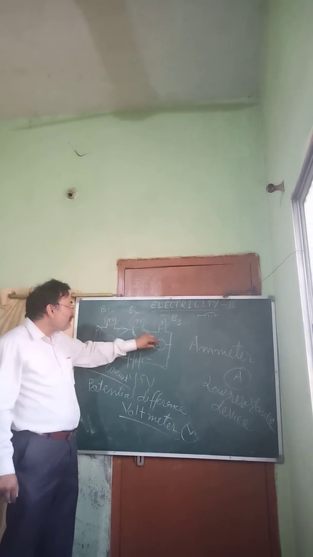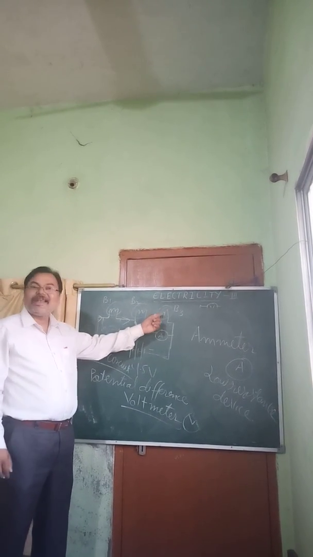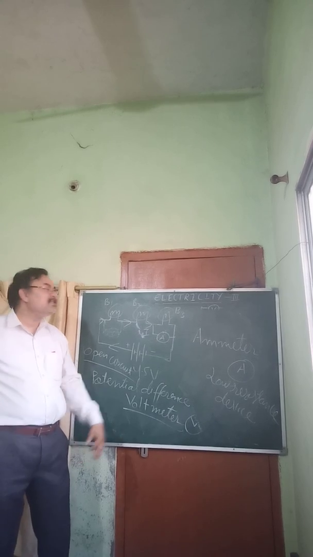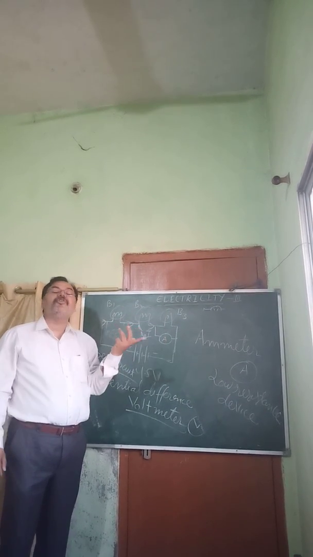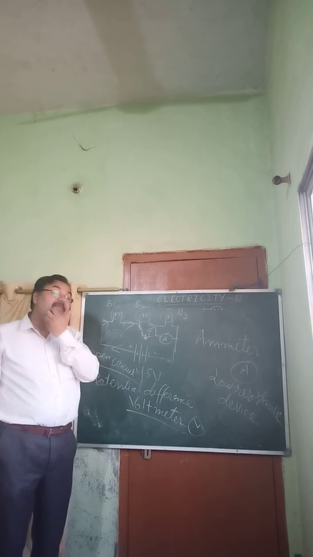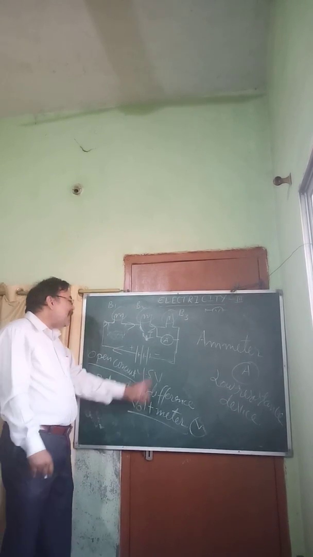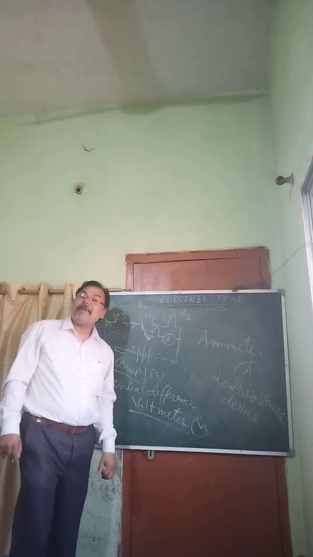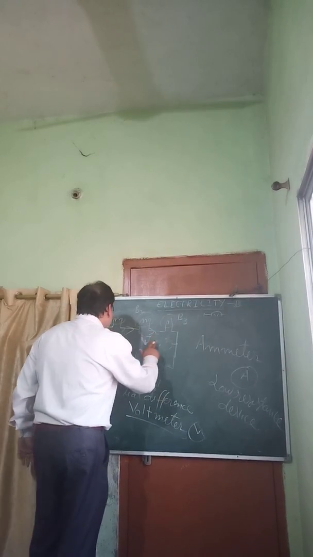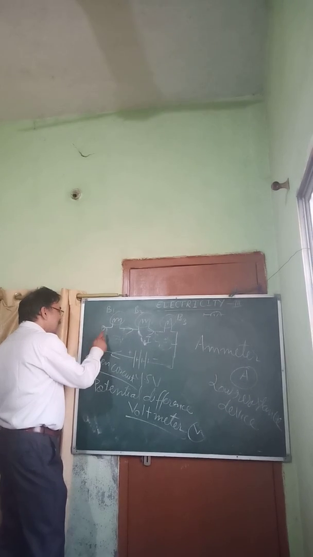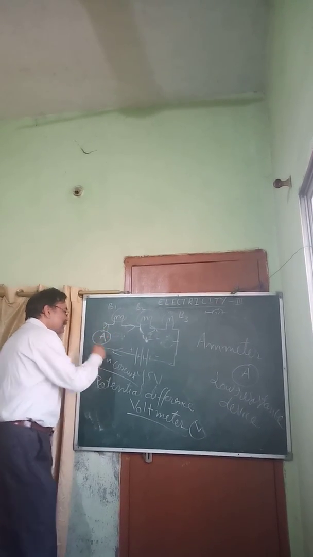So maximum current will flow through the ammeter, and the current will not flow through the bulb. Very small current will flow through the bulb, so the bulb will not glow, because it will not get the required amount of current. So that's why we cannot connect the ammeter in parallel. The ammeter is a low resistance device and it is connected in series like this.